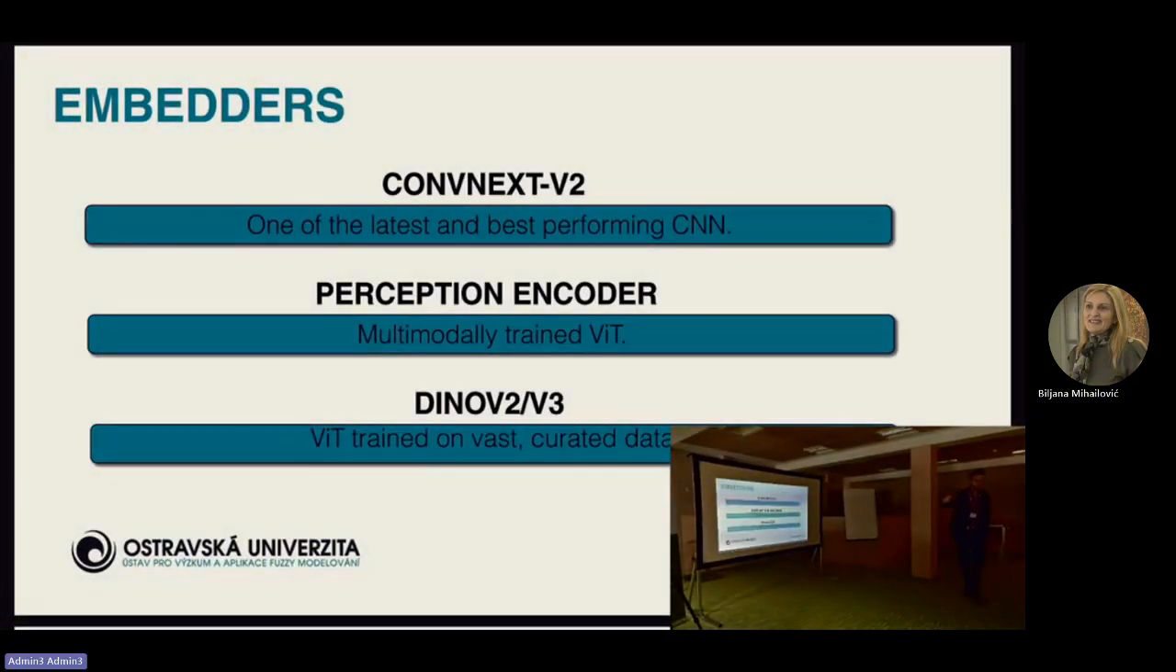So in our experiments, we have used 3 different foundation models and 1 convolution network since we're working with images. The convolution network is ConvNeXt version 2, which I would consider the last very well performing convolution network before the transformer came. Then we have a Perception Encoder, which is a vision transformer trained in tandem with language using CLIP. So it's a multimodal trained model.